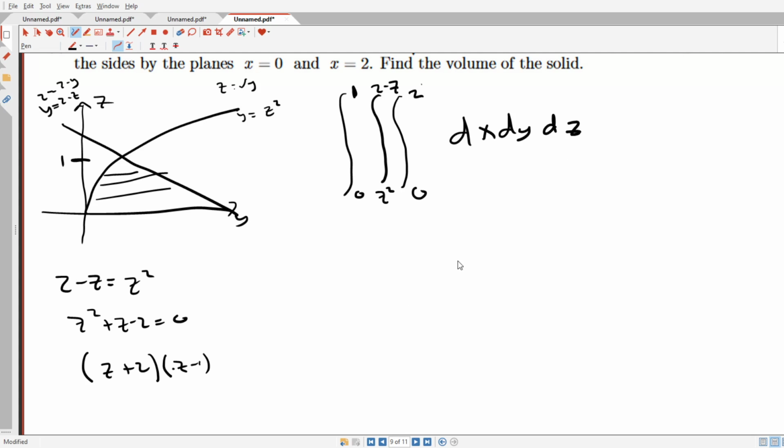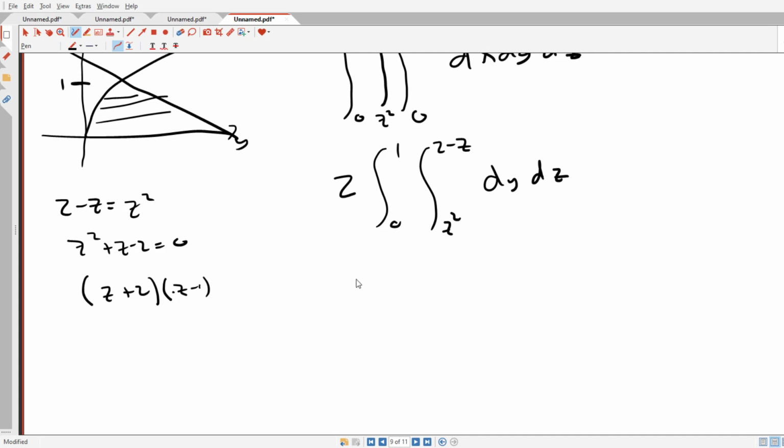Okay, so now we start evaluating. So this inner integral with respect to x does not depend on y or z. I can pull it all the way out, and that's just going to evaluate to 2, integral from 0 to 1, z squared to 2 minus z, dy dz. And then I integrate this, and I have 2 times the integral from 0 to 1 of 2 minus z minus z squared dz.